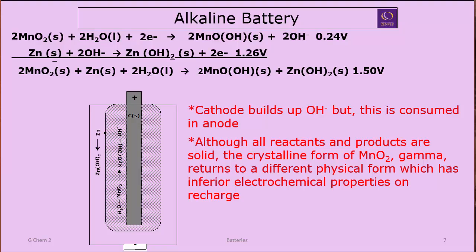And again, the reactants and products are all solid. The question quite often comes up, hey, why isn't this rechargeable? Because I can look and see this manganese 4 oxide, it's solid. It's making this manganese oxide hydroxide, which is also solid. I have zinc solid turning into zinc 2 hydroxide, which is also solid.